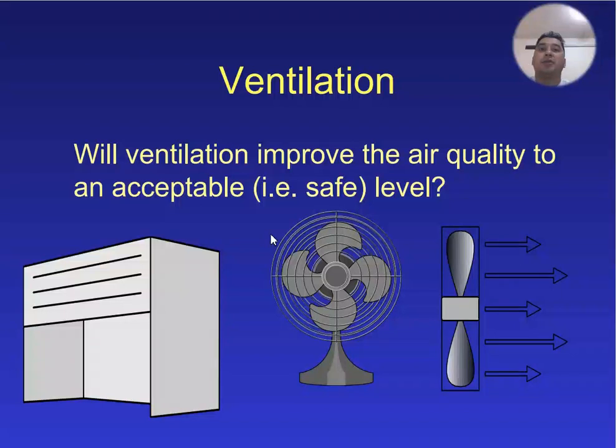After that, ventilation. Will ventilation improve the air quality to an acceptable level? If the ventilation is not proper, maybe in the room there are too many fumes or flammable vapors in the air. By using the ventilation, what can happen? These fumes or air particles can be removed from the room, and that can be improved ventilation.